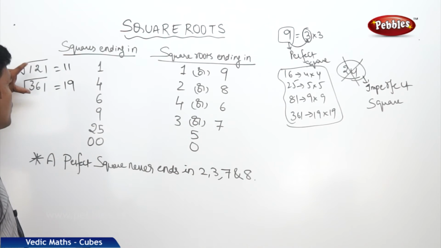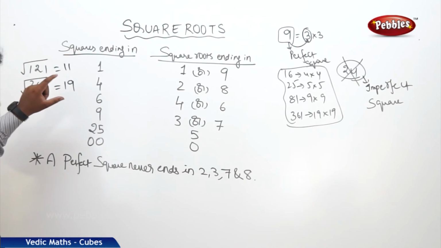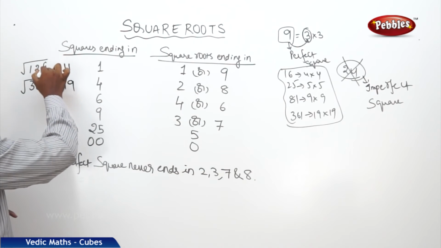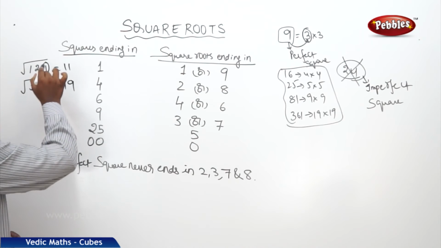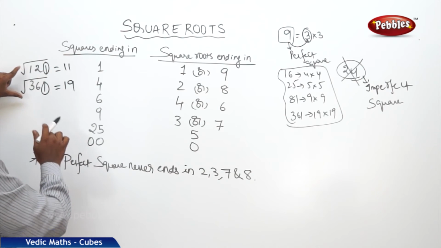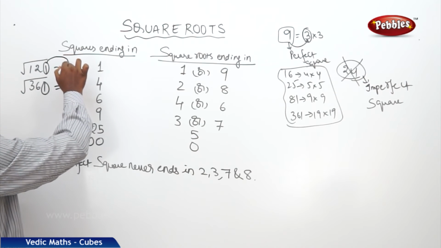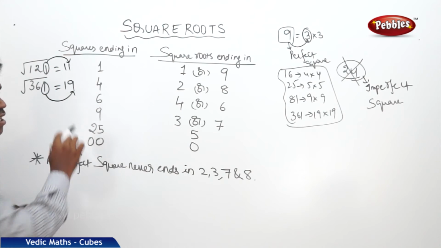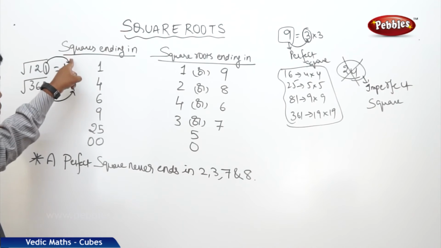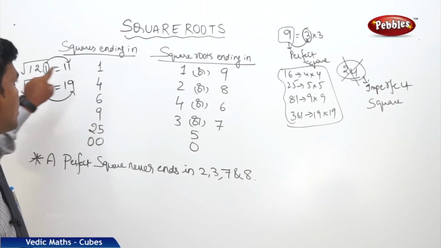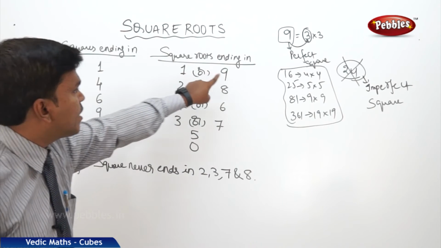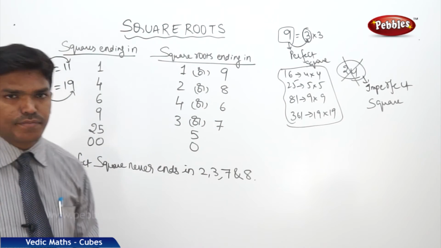Okay. Now you see here, both 121 and 361 are perfect squares only. Both the square numbers are ending in 1 only. Yes or no? But even though both the square numbers are ending in 1, their square roots are ending in either 1 or 9. Yes or no? That's what I wrote here. If a square number is ending in 1, their square roots are ending in 1 or 9, like this.